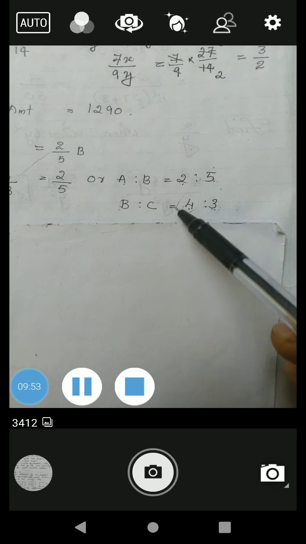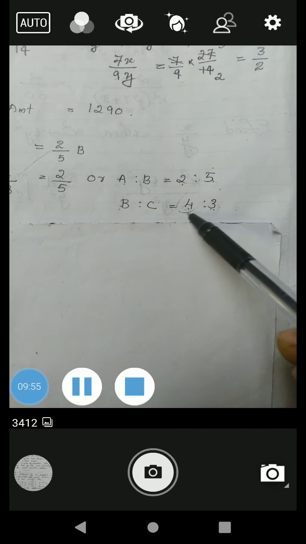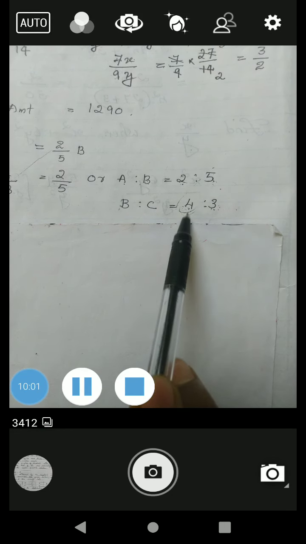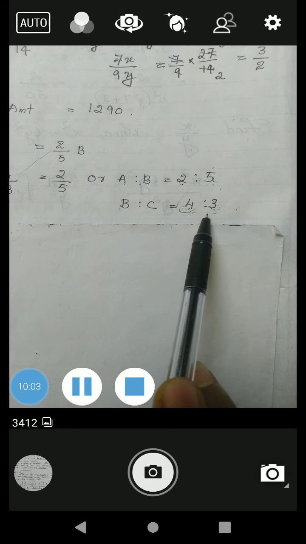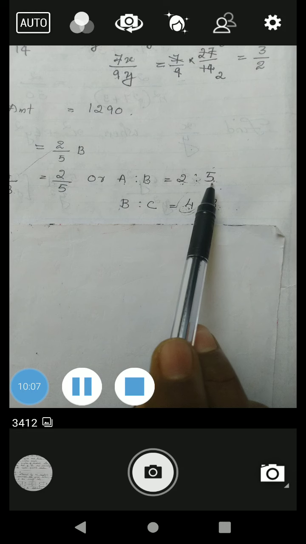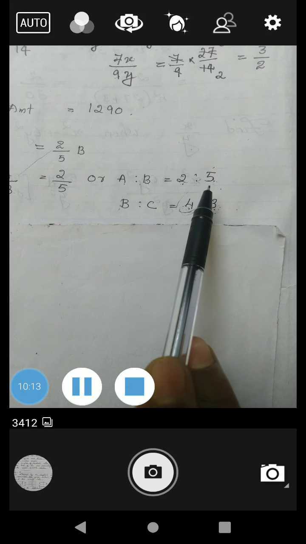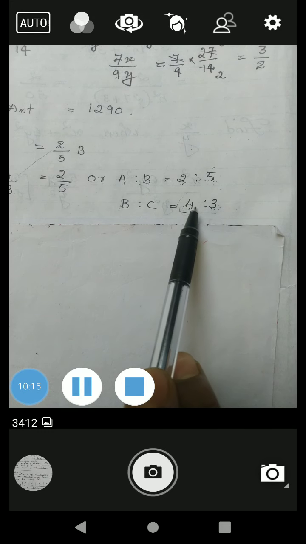That you have to make these two equal. How? Multiply this ratio by 4. At the same time, multiply this ratio by 5. If we multiply both quantities by the same number, the value does not change. Or divide, the value does not change. Therefore, we can do in that way.